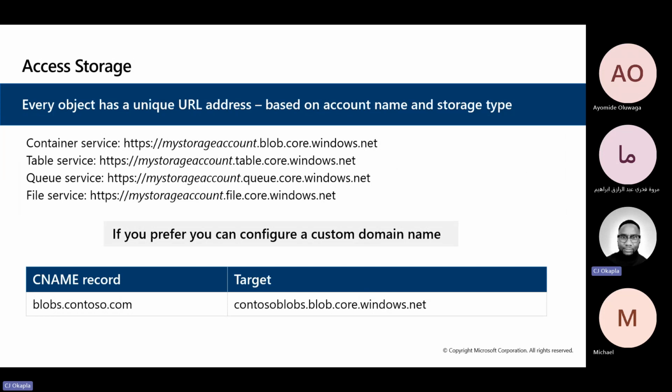So the next thing is, how do you access your storage? For instance, for container storage, you have a unique URL for your storage. Likewise, for the table service storage, you have a unique URL. The difference here is just the URL: you have the URL and then the name of the storage, table in this case, for table services. And for queue services, you have the URL with queue. And with the file storage, you have file.